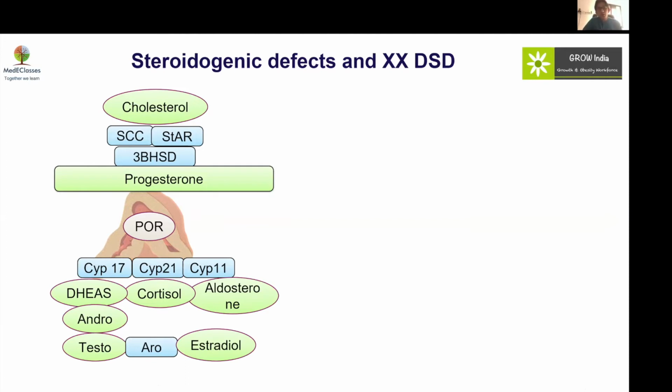And as Dr. Anurag rightly said, labioscrotal fusion occurs by 12 weeks of intrauterine life, and after that there will be only clitoromegaly. There will not be any labioscrotal fusion.